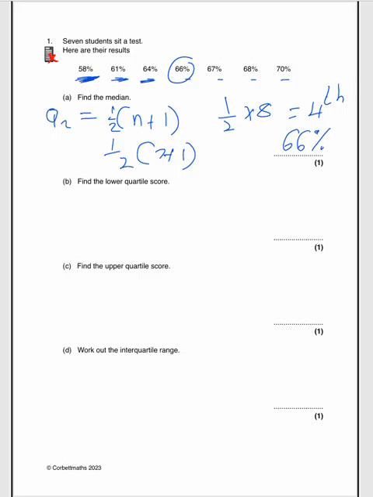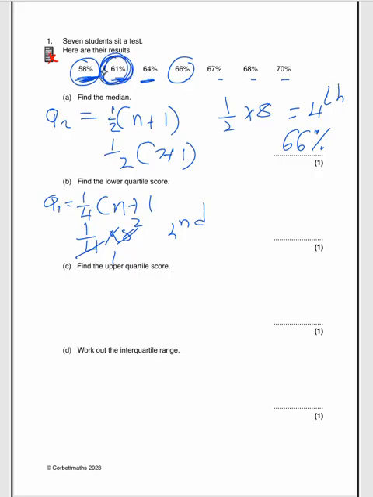Now the lower quartile, which is Q1, is given as 1/4 into n plus 1. We know that n is 7 scores, so it's 1/4 multiplied by 8. This gives us 2. So our lower quartile is in the 2nd position. The first one, then the second one is there. So our lower quartile becomes 61.